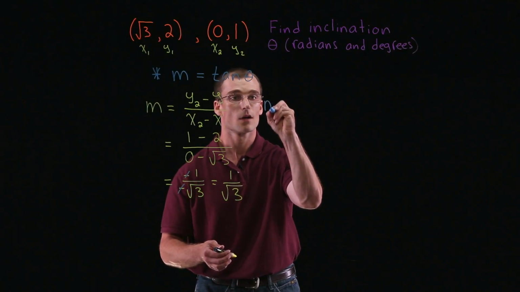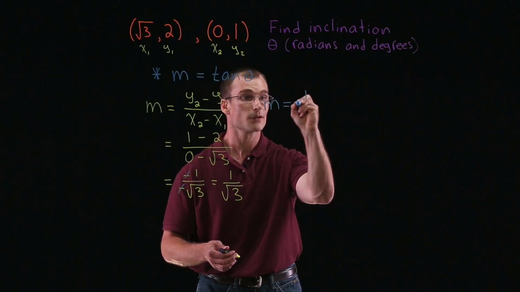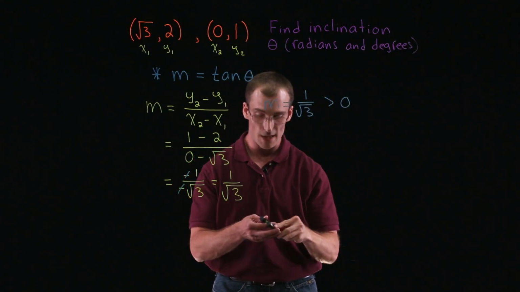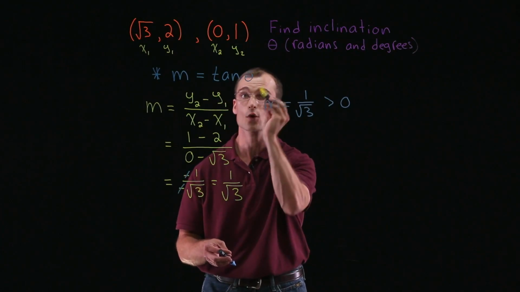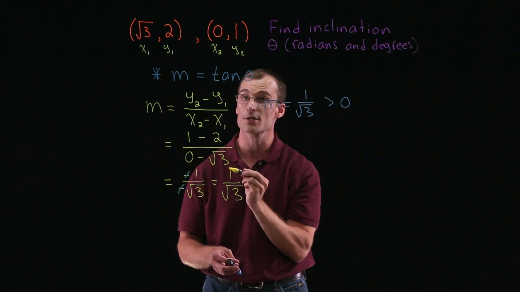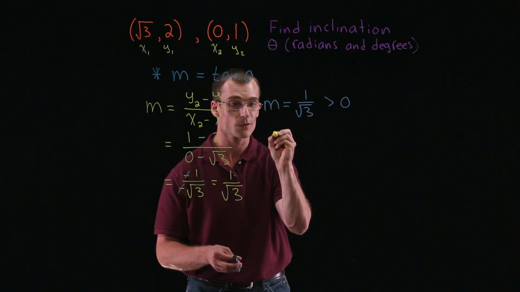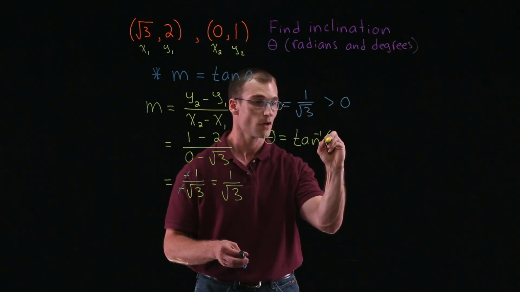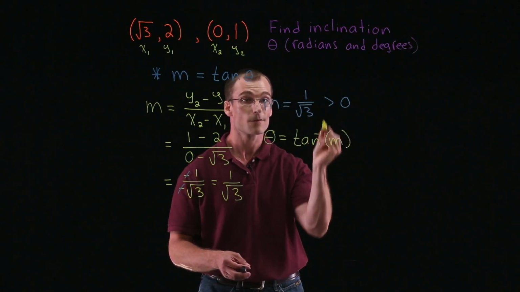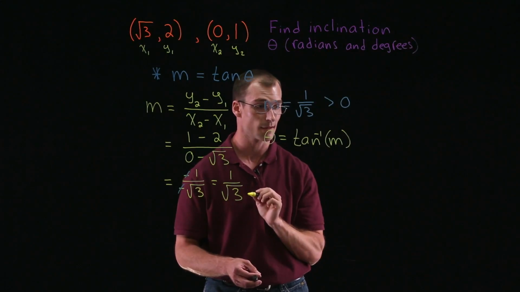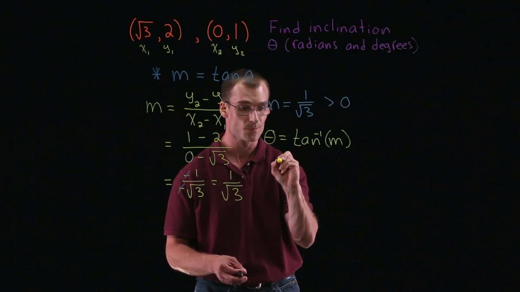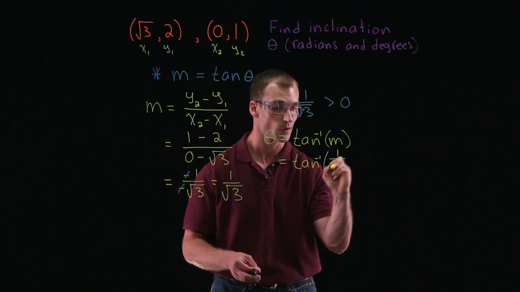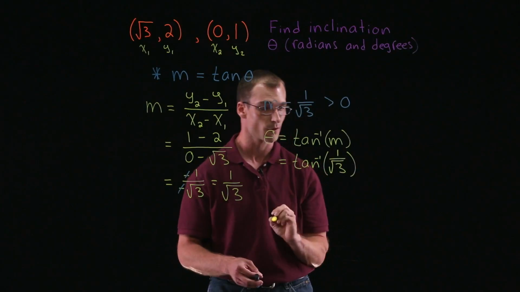So our slope is 1 over the square root of 3. Now that's positive, okay? So that tells us from our equation here, if you wanted to find theta, we take tangent inverse of both sides. Theta will be tangent inverse of just the slope m. If our slope was negative, we'd have to add a pi to that as well. But right now it's just tangent inverse of m, which is tangent inverse of our slope 1 over the square root of 3.